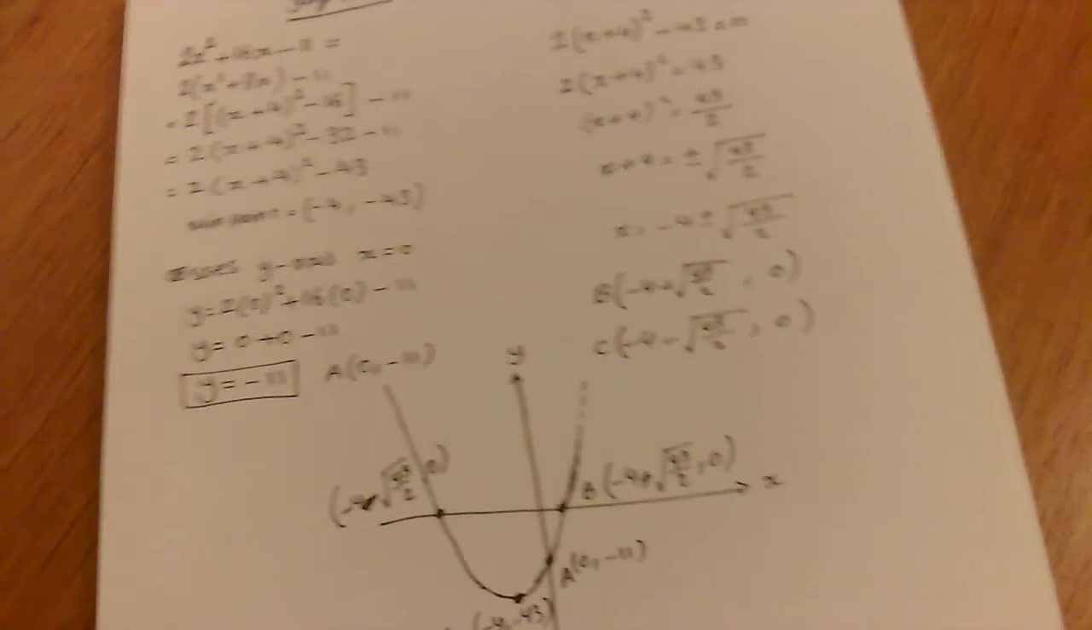Okay, so now let's sketch the diagram. So it is quadratic, therefore it would be a curve. Okay, this point is the minimum point, which is minus 4 and minus 43. Okay, minimum point.